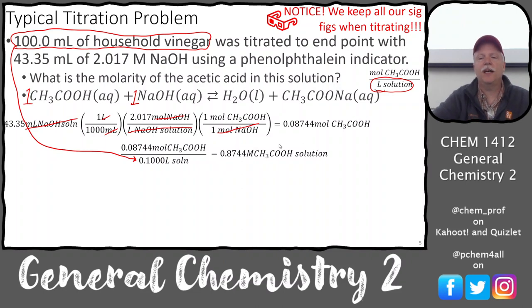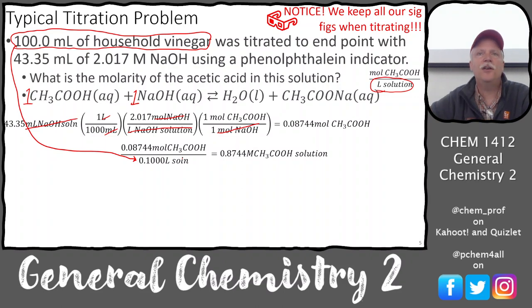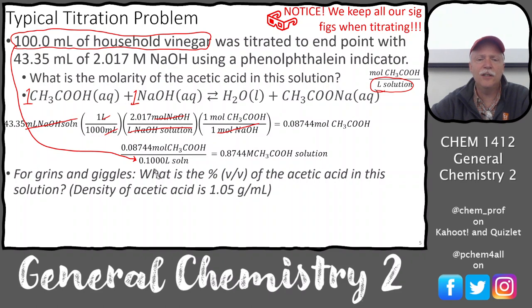And sometimes, if like this one has on the calculator 5 or 6, it's good to keep that fifth digit just as a guard digit. So when you do this division, you don't have a rounding error. If everything has 4 significant figures, that fifth one we call a guard digit, and it's good to keep that in all your intermediate calculations so that you don't have a rounding error at the end. Now for grins and giggles, what's the percent volume of acetic acid in this solution?